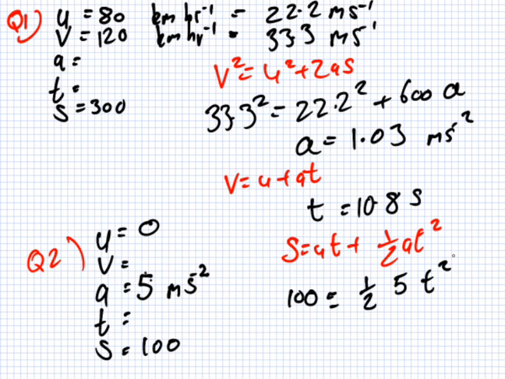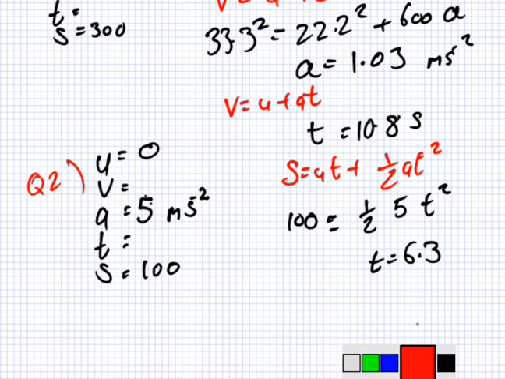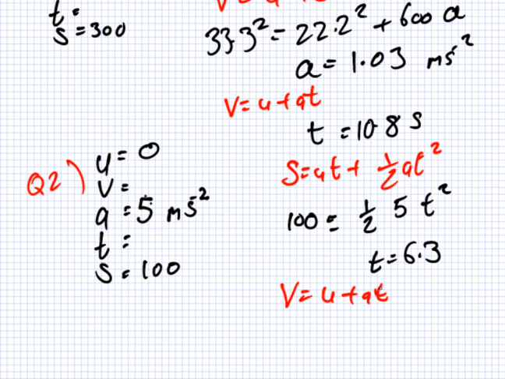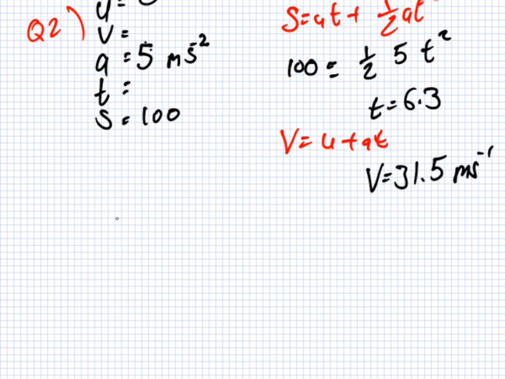So you do listen. That's great. 33.3 squared equals 22.2 squared plus 600A. So A equals 1.03. Are you sure? Yes. And now, how did you get the T? Here you get T: 33.3 minus 22.2 divided by 1.03. What did you get for t? 10.8 seconds. Alright.